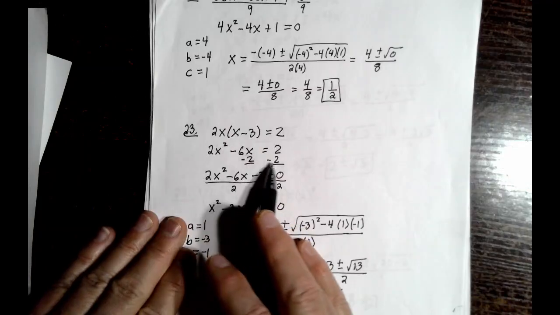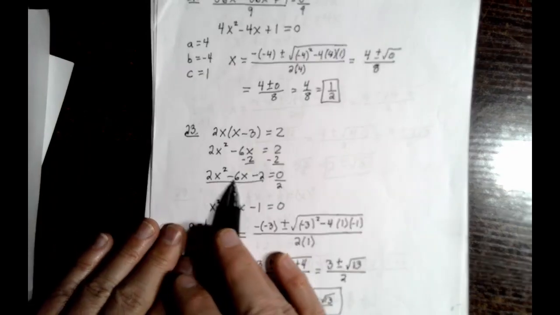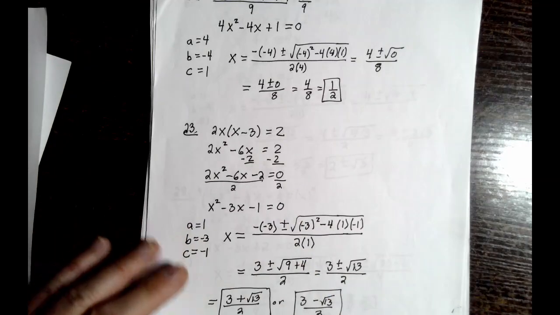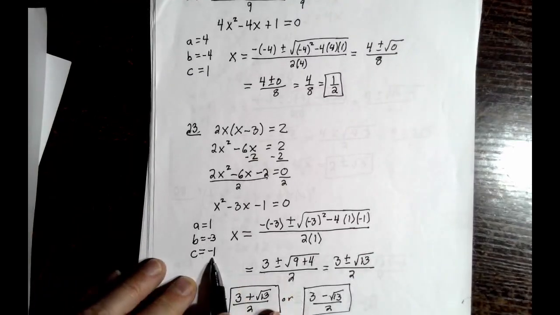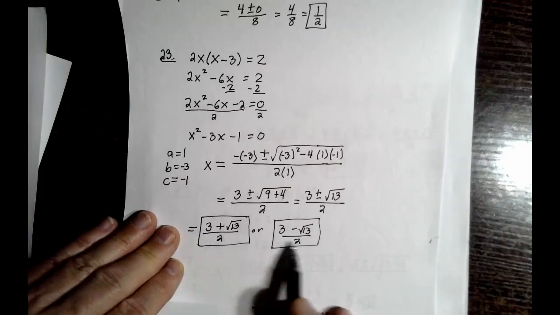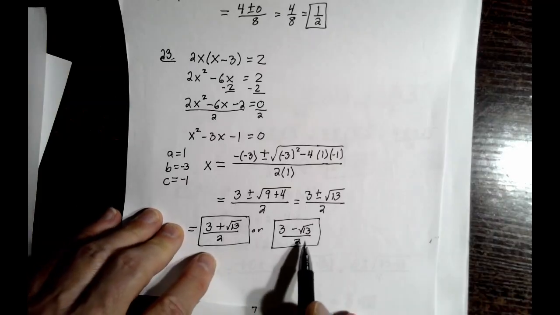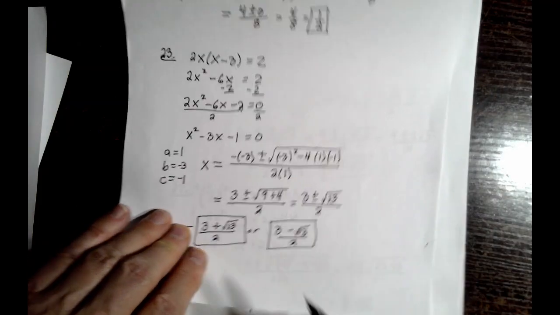Multiply everything out, bring the 2 over, and notice everything's got a 2 in it, so I divide it by 2. And I use these three numbers in my quadratic formula, and I get down to here and I get two answers. This plus root 13 over 2, and this minus root 13 over 2.